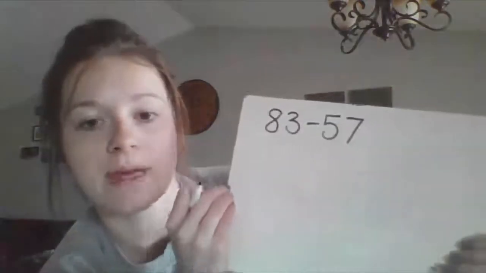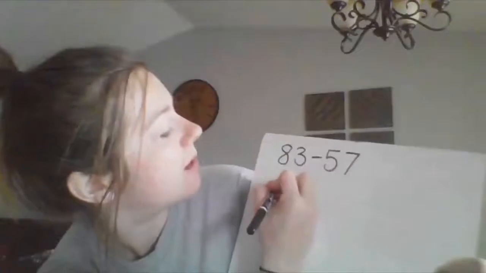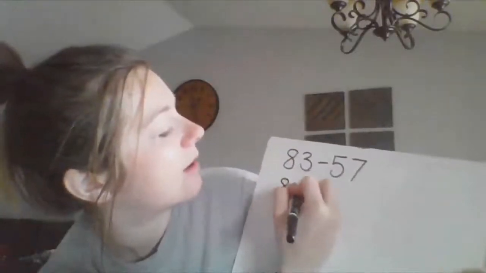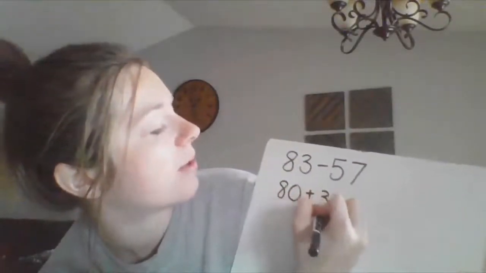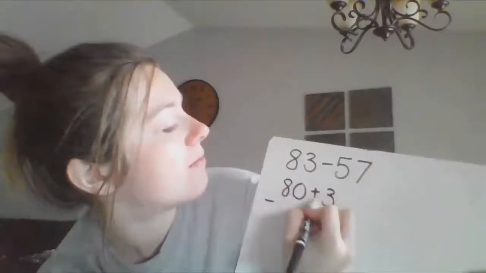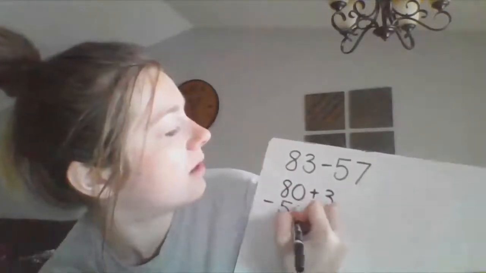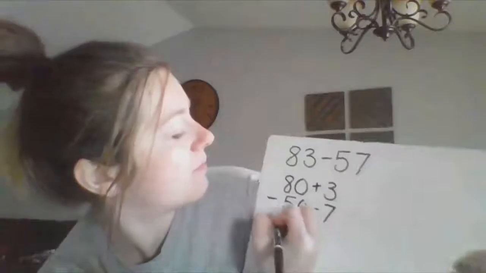Now, I told you I would show you with some smaller numbers too, so we could understand that in all parts. So I'm going to show you 83 minus 57. So 83 minus 57. And then I'm going to do the same thing. I'm going to write it out in expanded form so I can see all parts of my number. 80 plus 3 minus 50 minus 7.